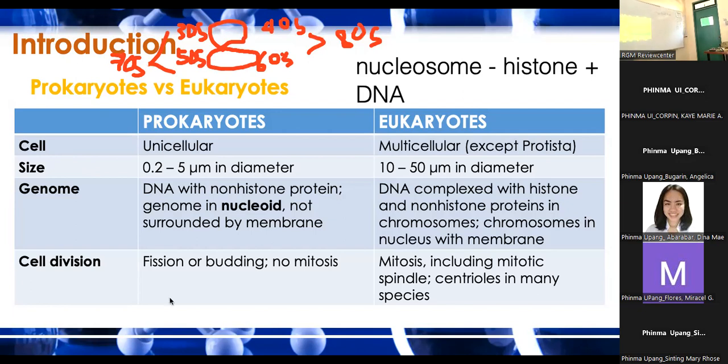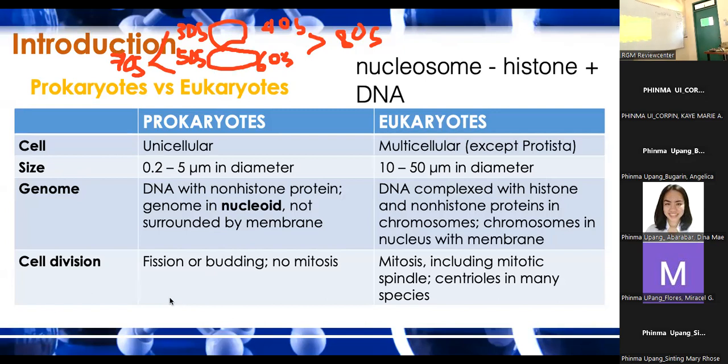Another difference between prokaryotes and eukaryotes ay yung cell division. For prokaryotes, there is what you call fission or budding. So basically, you have a mother cell producing daughter cells which are identical to the mother cell. Yun yung ibig sabihin natin na fission or budding. That is why we have what you call colonies of bacteria. Bawat colony of bacteria, the visible manifestation of bacteria ay clones of the same mother cell.